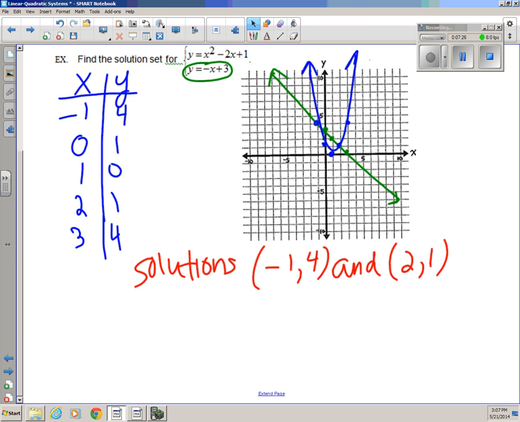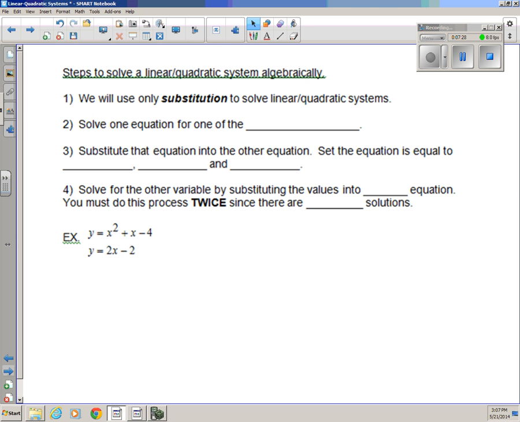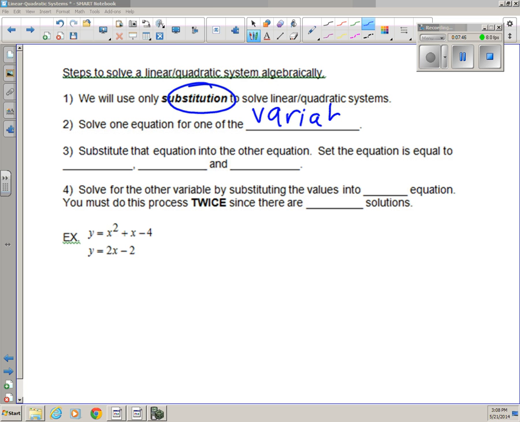If you want to do the algebraic approach, and they might ask you to do one or the other, or they might have you choose, you go back to systems that we did a while ago where we talked about using the substitution method. And that's the only method that we're going to use if it's algebraic. So you're going to solve one of the equations for one of the variables. Usually you end up solving one of the equations for y equals.